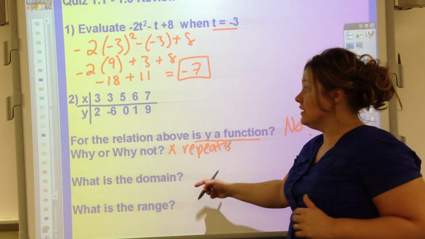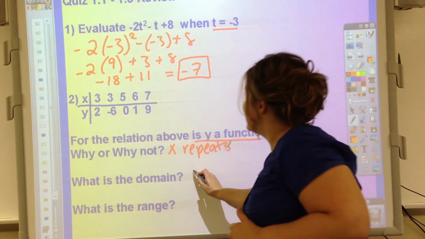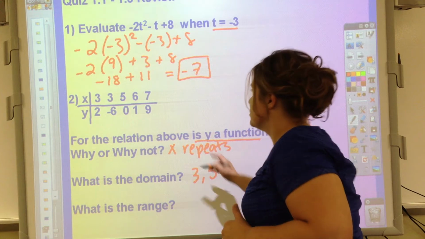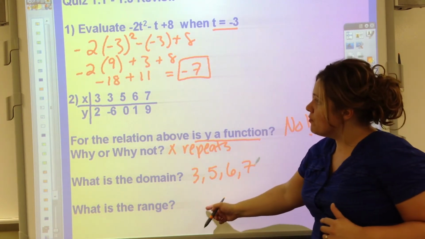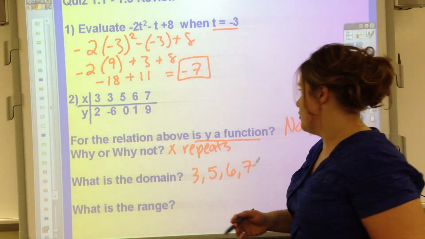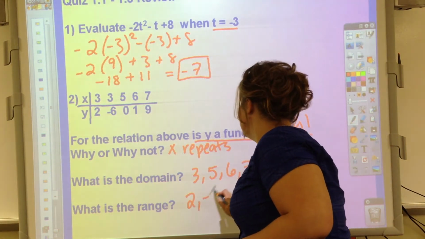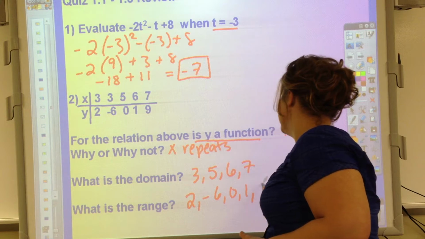What is the domain? My domain are always my x values without repeat. So I've got 3, 5, 6, and 7. The range are my y values without repeats: 2, -6, 0, 1, and 9.